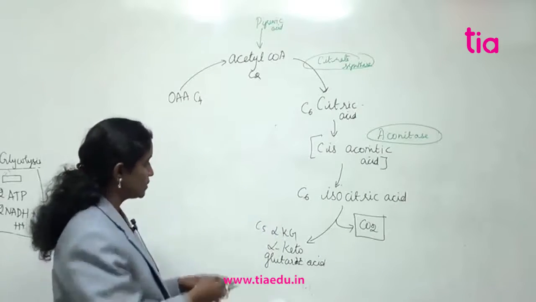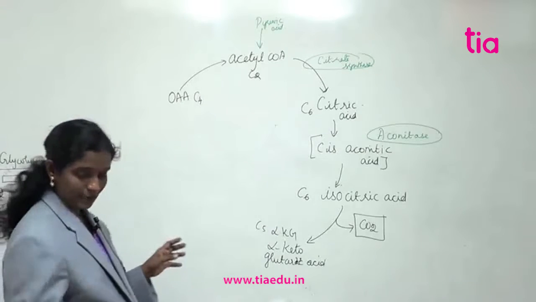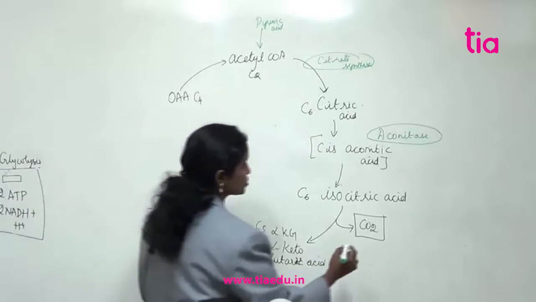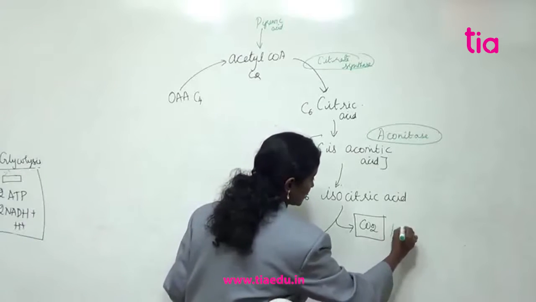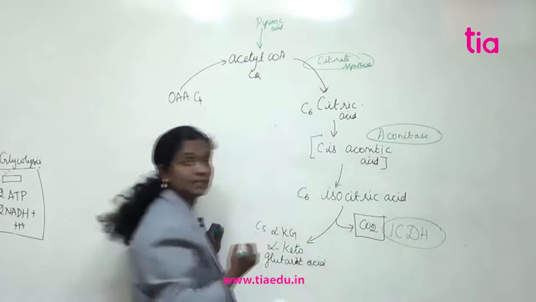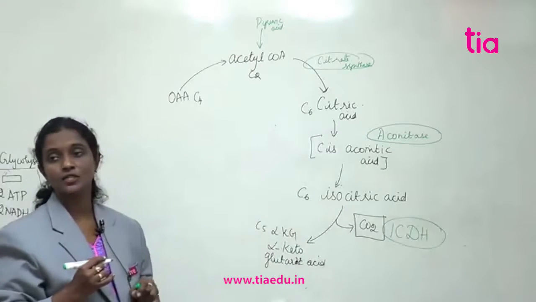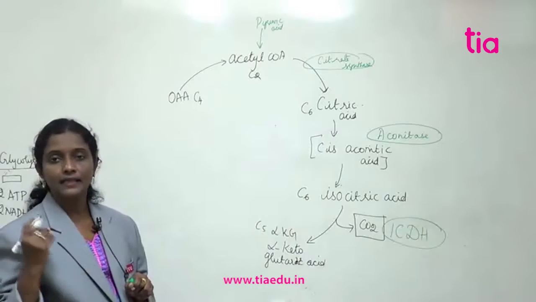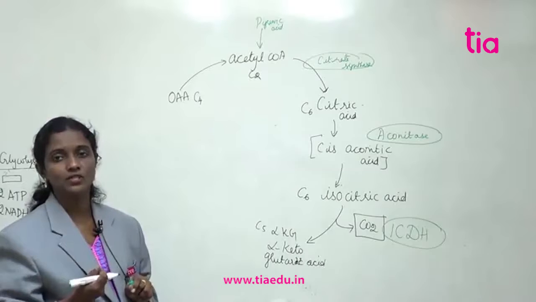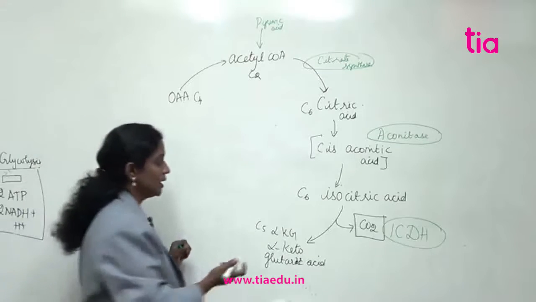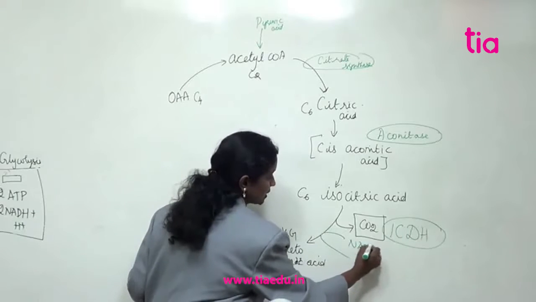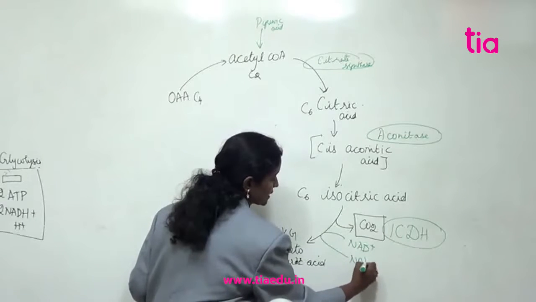Let us now proceed with this alpha KG. In the meanwhile, we said there is an involvement of NAD, right? The enzyme which is going to catalyze here is ICDH, isocitrate dehydrogenase. Whenever we say dehydrogenase, niacin, nicotinamide, is going to come and catch the hydrogens and take them with itself. So NAD plus comes in and then it becomes NADH plus H plus.